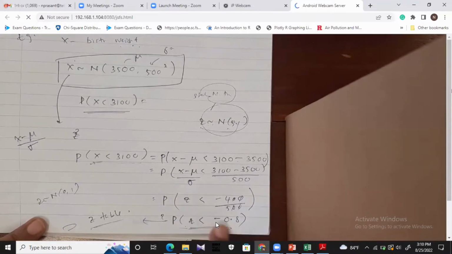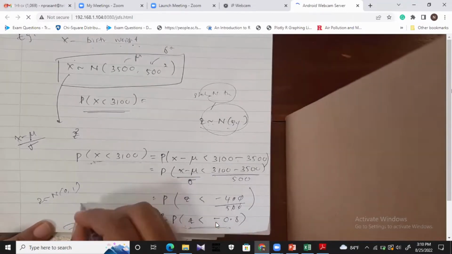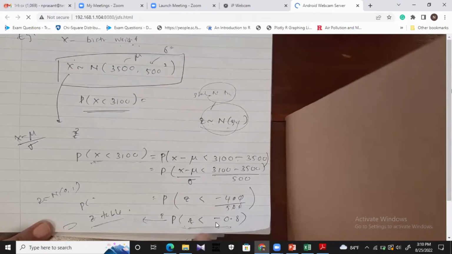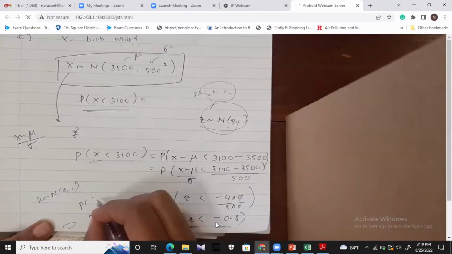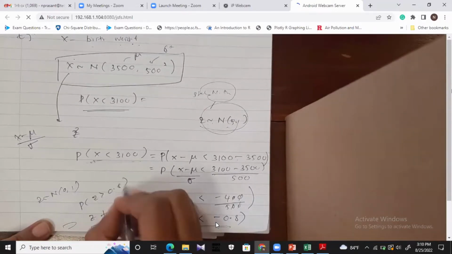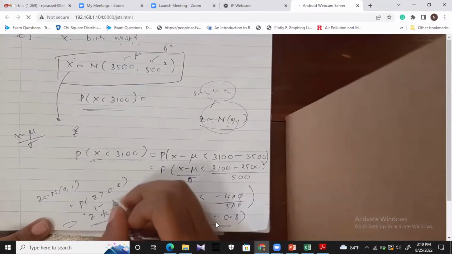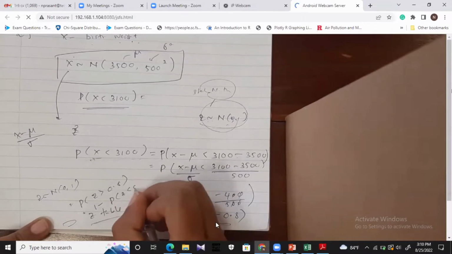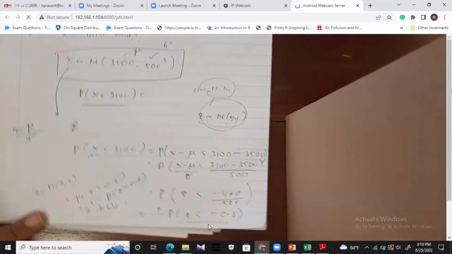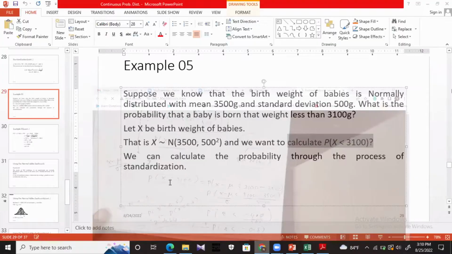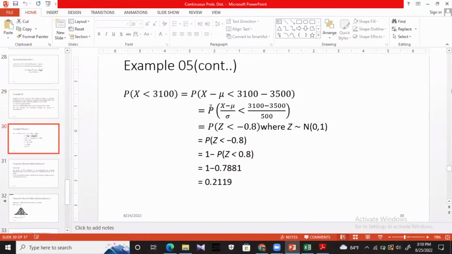So minus 0.8: Z less than minus 0.8 is equal to Z greater than plus 0.8, right? And that is equal to 1 minus P of Z less than 0.8. So you can read that probability from the table. Here I have shown you the steps. You can try it at home. Okay, I'm not going to take much time from you.